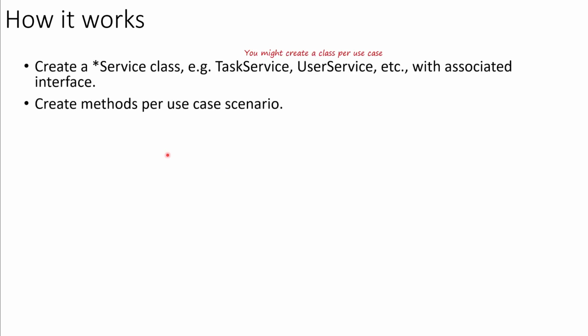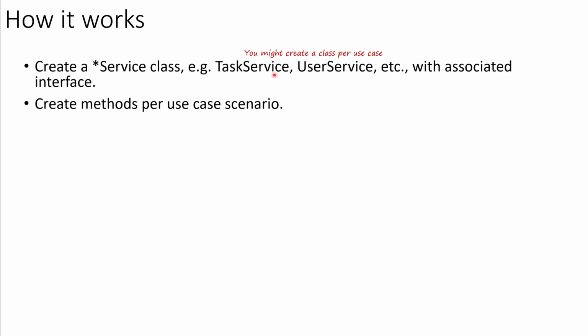How does this work? What does it look like? Well, we are going to take one approach. There are different approaches, but we will take this one. We create a service class with a star, right? So any kind of domain object you have, service. So you have a task service, which is responsible for managing tasks and doing whatever needs to be done to tasks. You have a user service, which can manage users and so on.